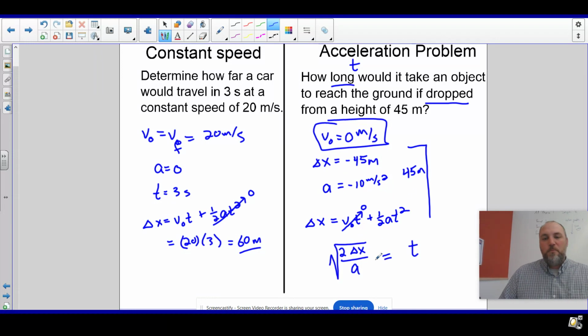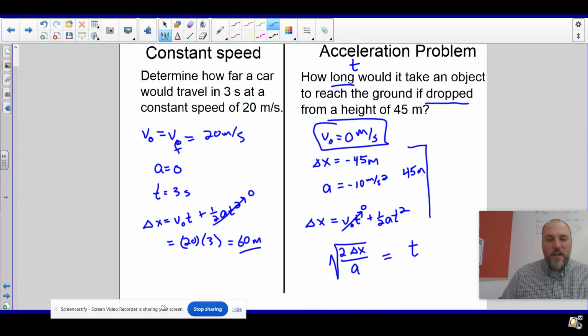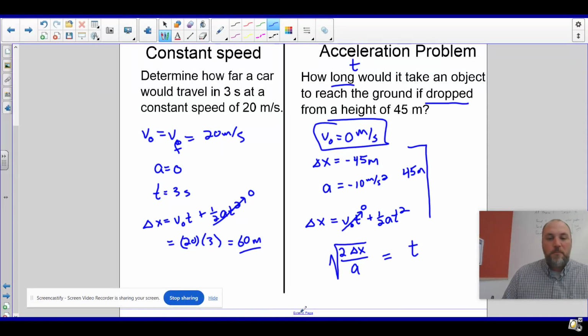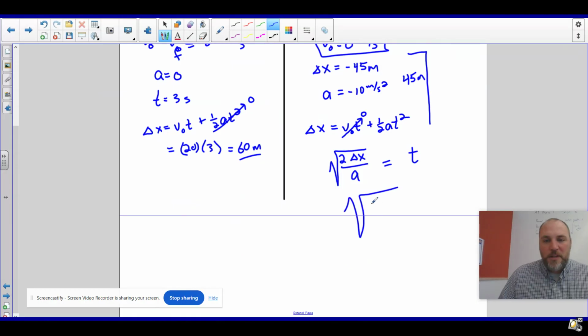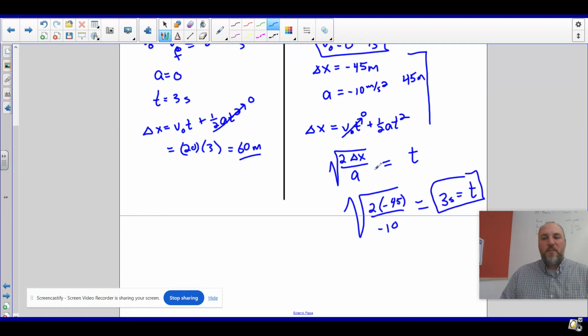So my time is the square root of 2 times displacement divided by acceleration. And our displacement is negative 45, and our acceleration is that of gravity, negative 10. So 2 times negative 45 is negative 90, divided by negative 10 is 9, and the square root would just be 3 seconds. So it would take 3 seconds to land if dropped from a 45-meter tall building.